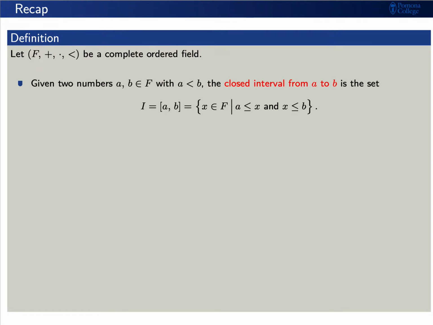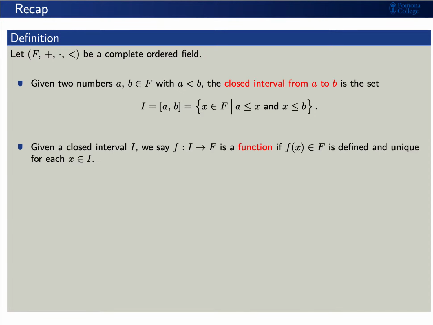Recall that given two numbers a and b, where a is less than b, the closed interval from a to b is the set of all elements x such that x is greater than or equal to a and x is less than or equal to b. Given a closed interval I, we say that lowercase f is a function if lowercase f of x is defined and unique for each element x in our closed interval I.